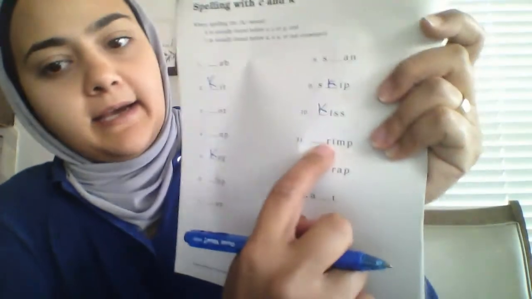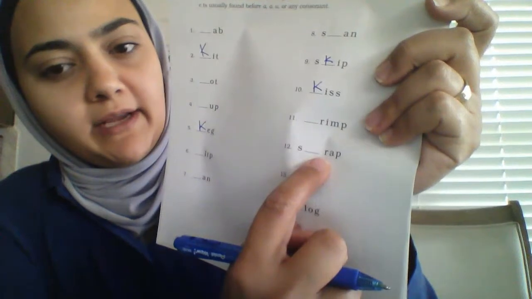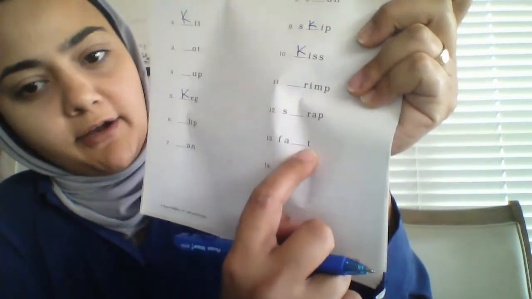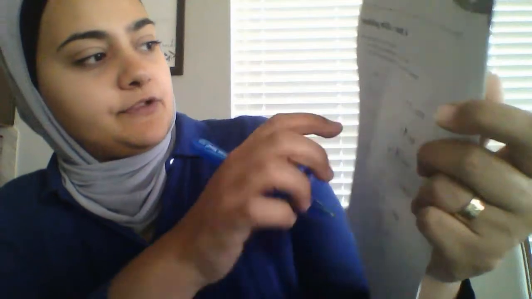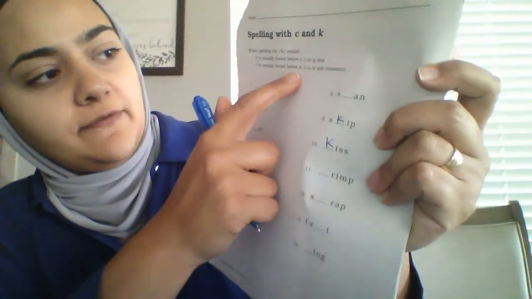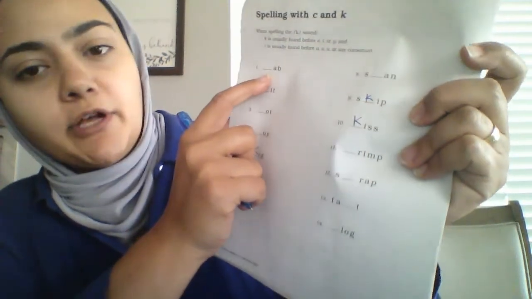Is this an E, I, or Y? That's an R. E, I, or Y? Nope, that's another R. E, I, or Y? Nope, that's a T. E, I, or Y? Nope, that's an L. So now I can go back. C is usually found before A, O, U, or any consonant. So C is going to go in all the other ones.